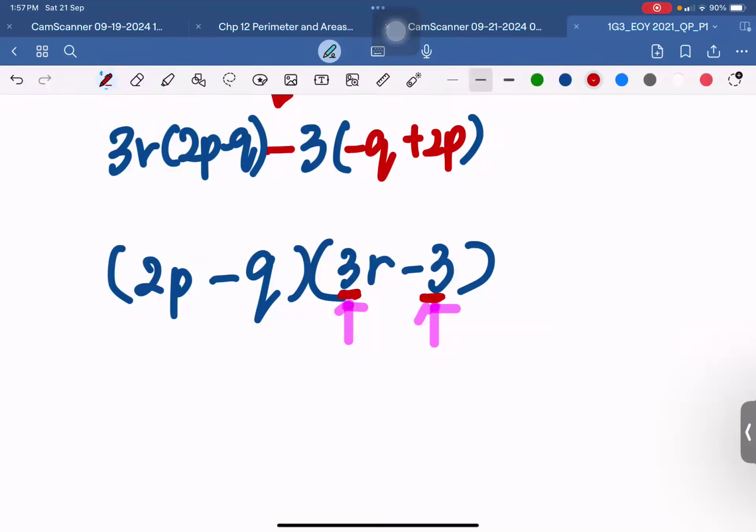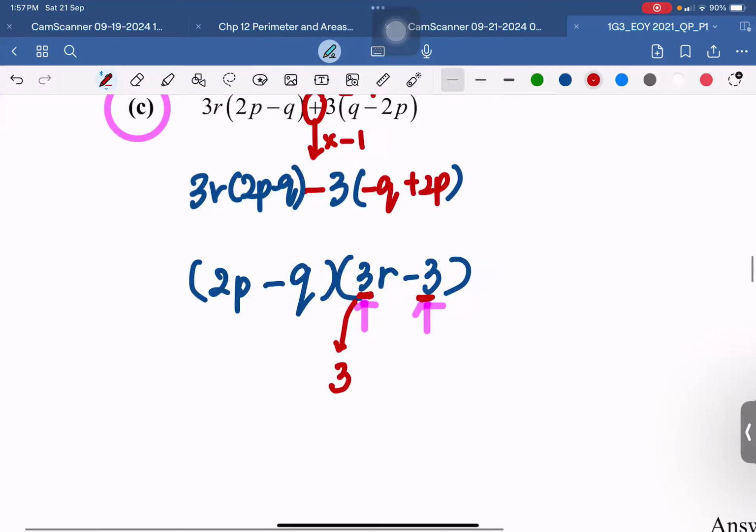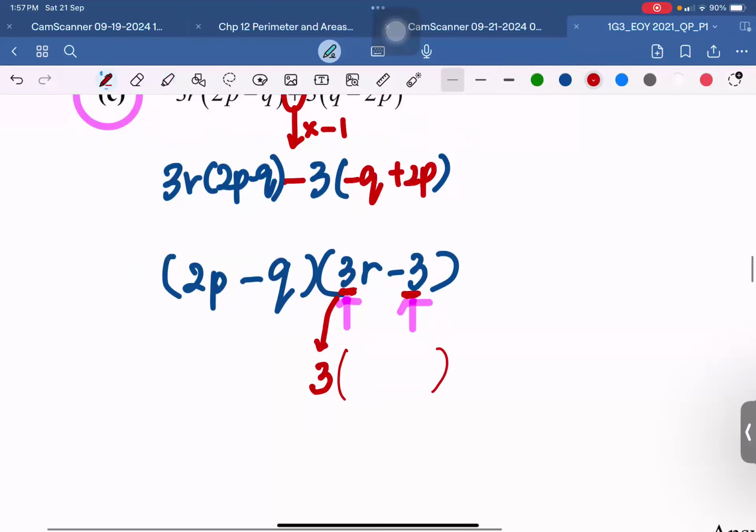The 3 and the 3. So actually we need to factorize out from this side one more, factor 3. So if I factorize out one more factor 3, then I'm left with 3r divided by 3 is r. 3 divided by the number 3 is actually 1, not nothing. But then this side here, there's still a bracket. This bracket is 2p minus q.